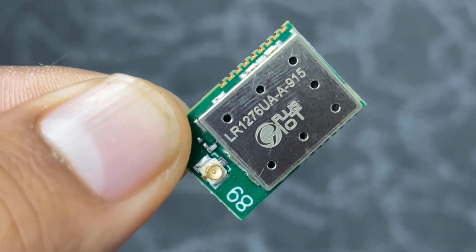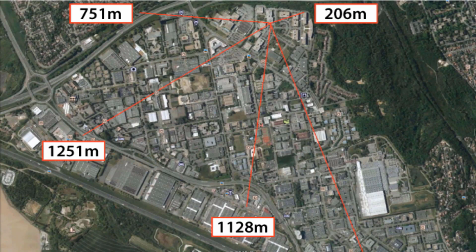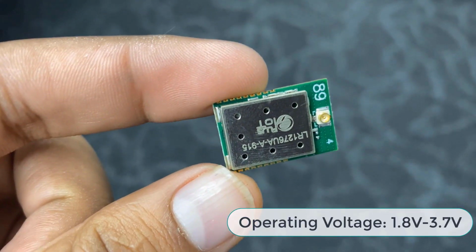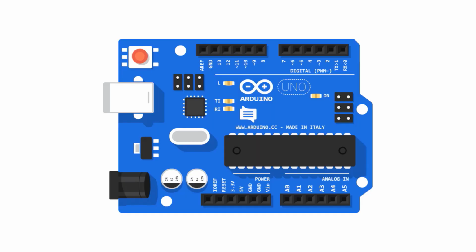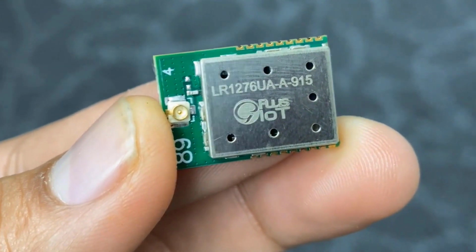The SX1276 incorporates the LoRa spread spectrum modem, which is capable of achieving a significantly longer range than existing systems based on FSK modulation. As this board operates between 1.8 volt to 3.7 volt, I decided not to use this board with Arduino. The Arduino boards have 5 volt SPI pins, but SX1276 doesn't tolerate 5 volt.